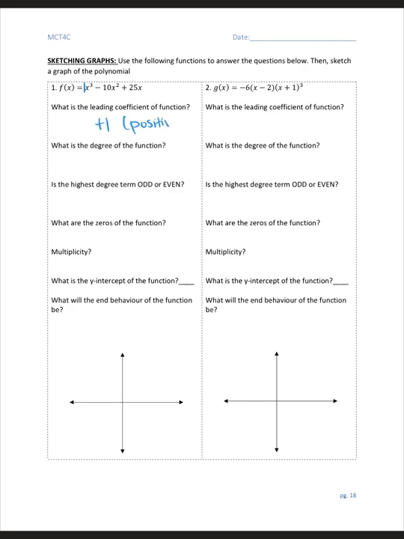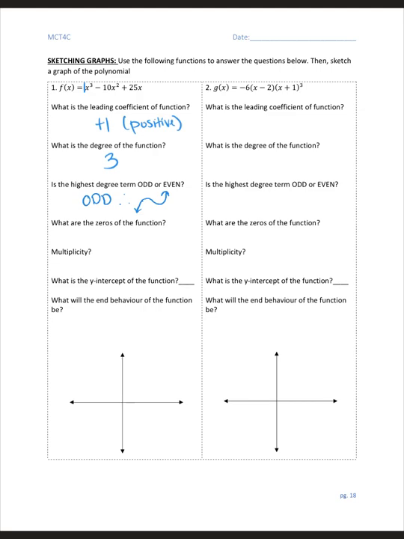More importantly, we recognize it's positive. What is the degree of the function? The highest exponent is a 3, so the degree is 3. Is the highest exponent odd or even? Well, the number 3 is odd. So therefore, if we have a positive degree of 3, we should start to recognize what's going to happen with our end behavior, right? We're going to have some kind of cubic, because if it's positive, it's down to the left, up to the right, with a degree of 3.